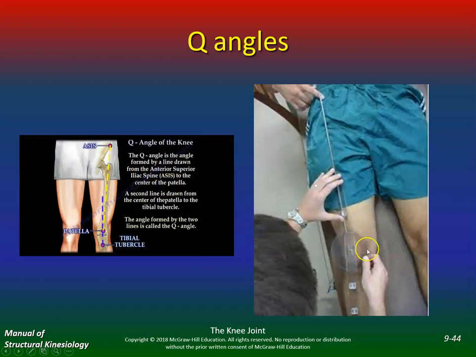Okay, females have a larger Q angle that makes them more susceptible to knee injuries. So that's why working on your glutes, such as glute medius and glute max, is very important for ladies, because you're more susceptible to knee injuries because of a greater Q angle. It just puts a little bit more torque on your knee.